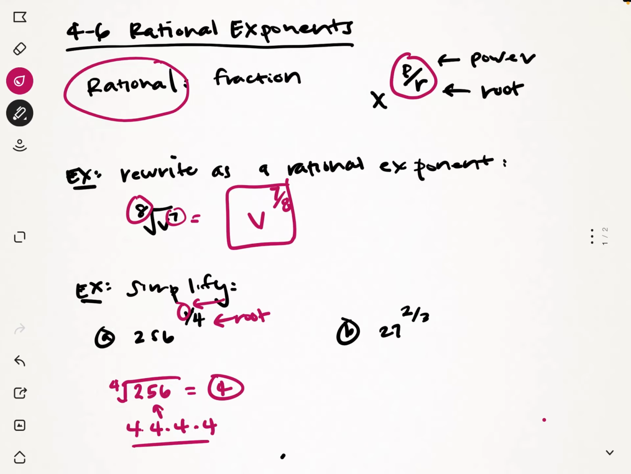Okay, and then on to part B. We're looking at 27 to the 2/3, so the bottom is the root. The top is the power. It's usually easier if you can do the root first and then do the power next. So let's do the cube root of 27 first, and then we'll raise it to the 2nd power. The cube root of 27 is 3, because 3 times 3 times 3 is 27. So we have 3 to the 2nd power, which is 9.